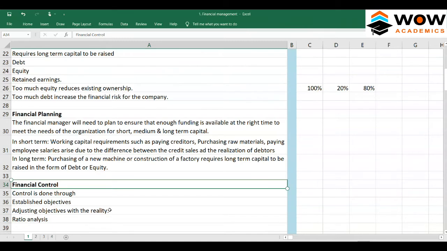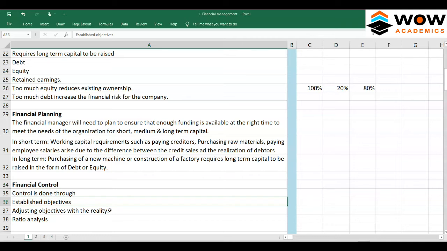The next concept is financial control. How are we going to control the company financially? We try to control the company by establishing objectives. That is, our profit for the year is this number. Our profitability for the year is 25%. Our debt equity ratio should be 1:1. Our current ratio should be 2:1. Like that we establish some ratios, some objectives, and we ask the entire company to work towards that. This is done in collaboration with the CEO. So the CFO and CEO will set the financial control for the company.